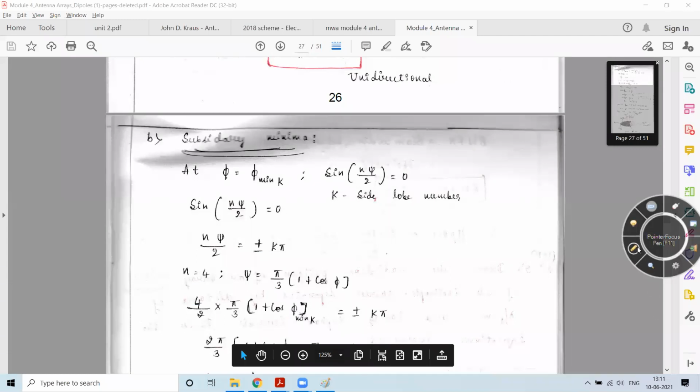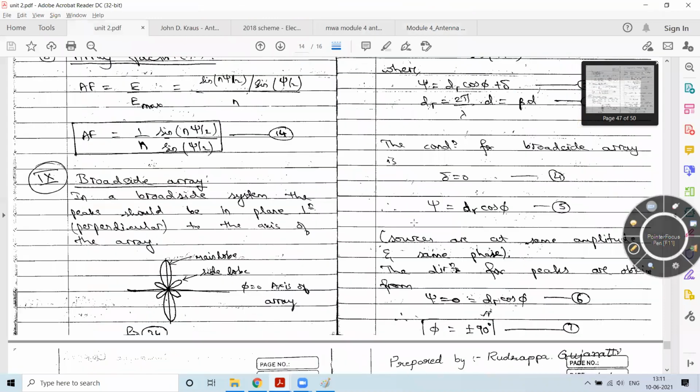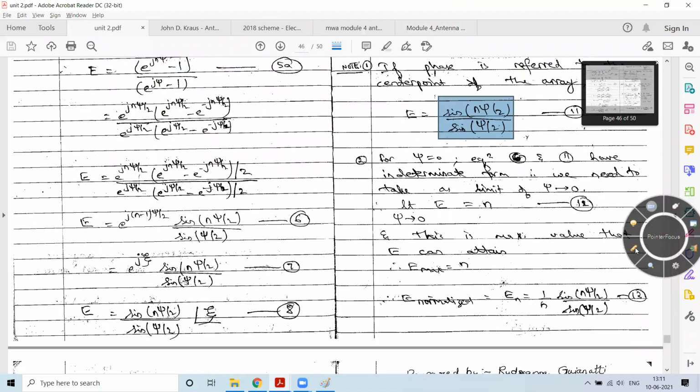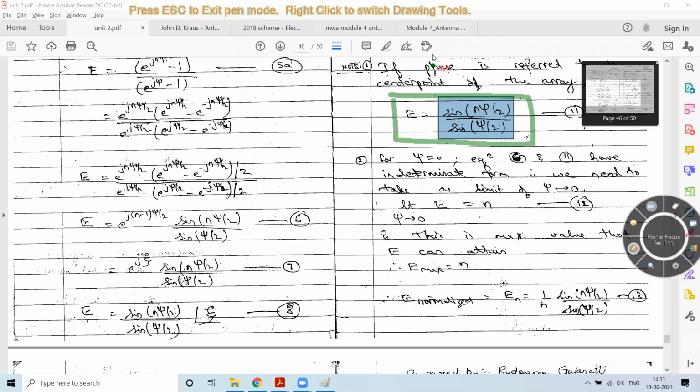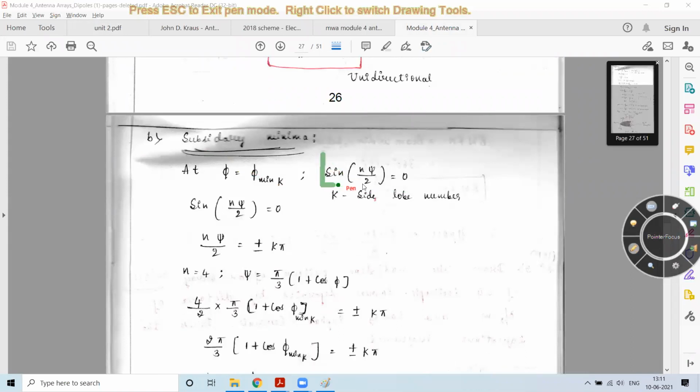Now we need to identify the direction of minimum. For identifying the direction of minimum, we consider the electric field value and we equate the numerator equal to 0. If you remember, we have the total electric field, which is given by this equation, that is sine n psi by 2 divided by sine psi by 2. So to identify the minimum, we equate sine n psi by 2 equal to 0. When I equate this, I'll get the information pertaining to the directions of the minima, or the side lobes, and even the back lobes are also included. So this will give me everything other than the main lobes.